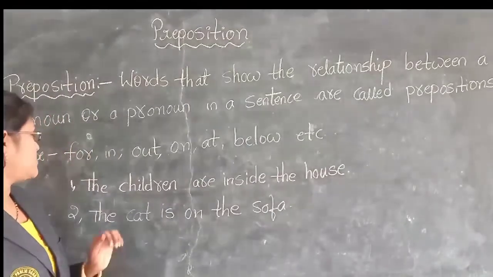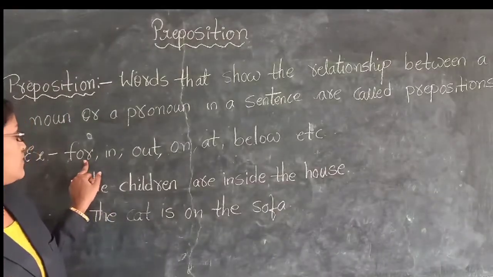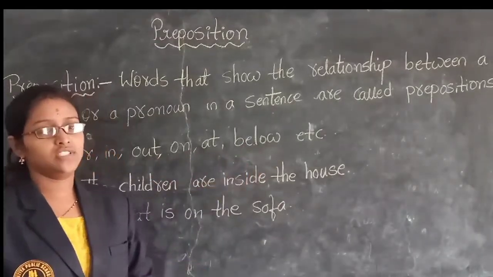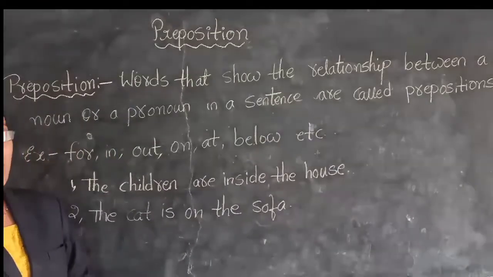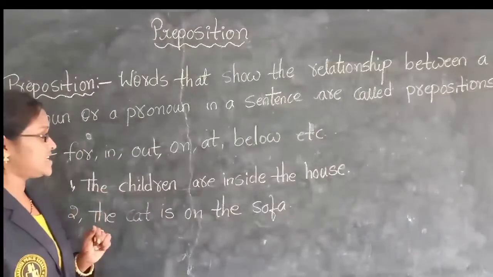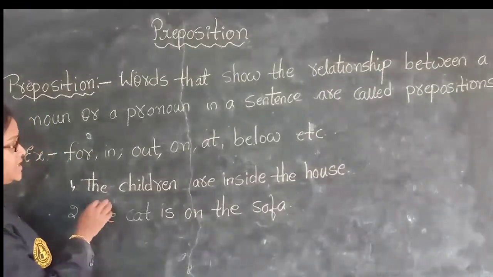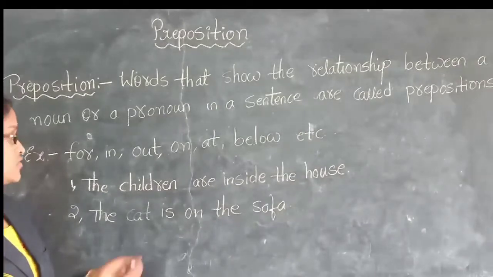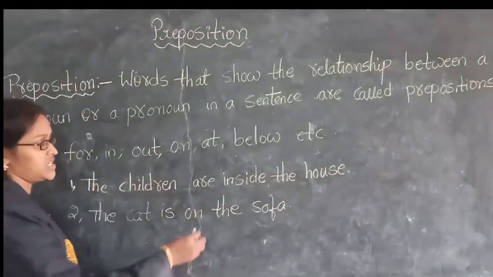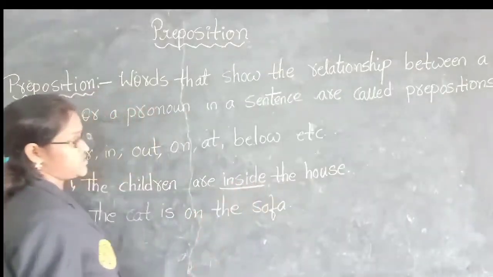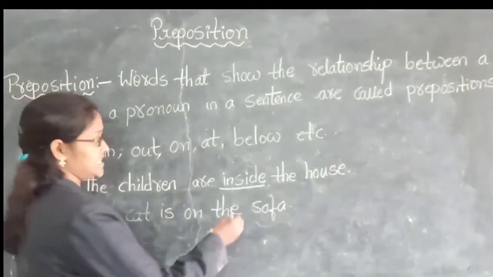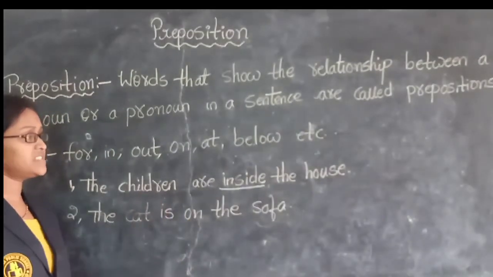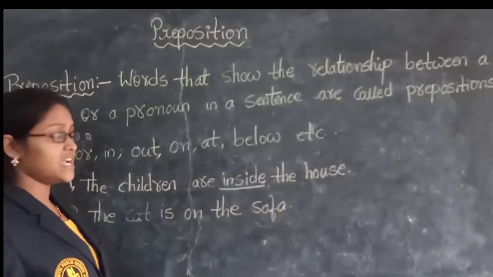So let us see the examples. Here I have written some examples: for, in, out, on, at, below, etc. These are some words which come under prepositions. Let us see the sentences. The first sentence: The children are inside the house. In this sentence, which is the preposition? Inside is the preposition. This word is giving us information about the position of the children, that they are inside the house.